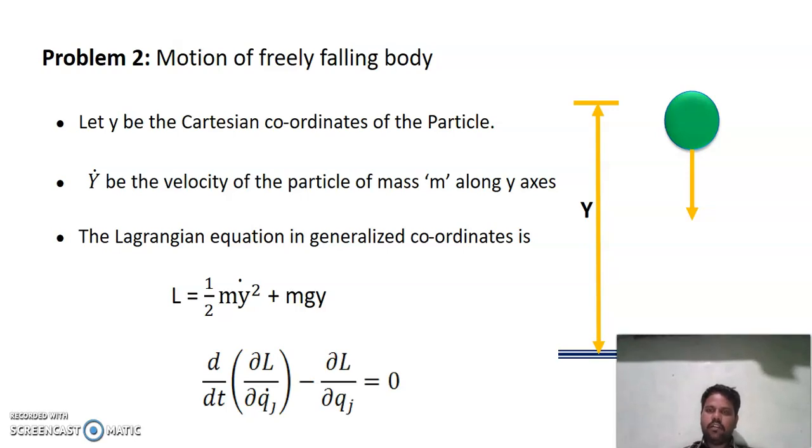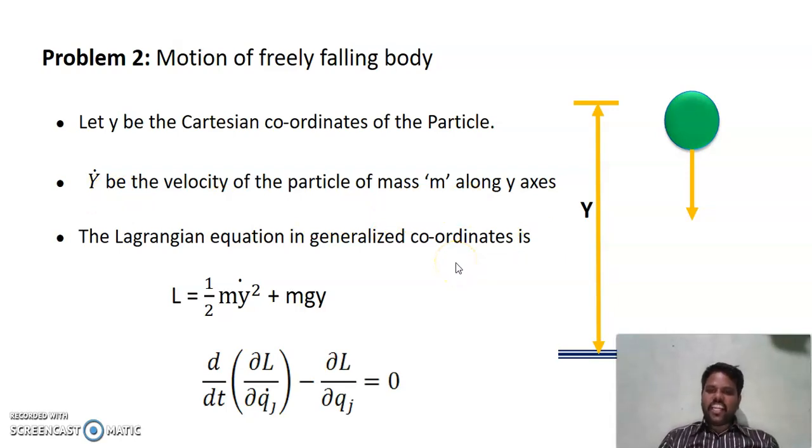Let's discuss problem 2, which is the motion of a freely falling body. Consider a body of mass m falling freely under the action of gravitational force. Let y be the Cartesian coordinate of the particle. Then its velocity is ẏ along the y-axis.